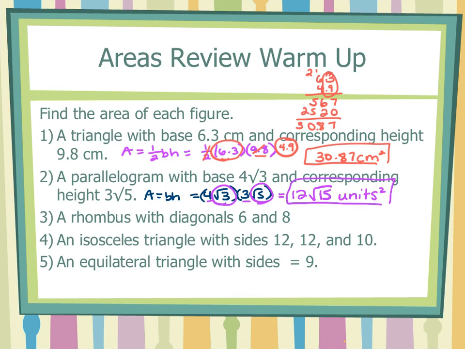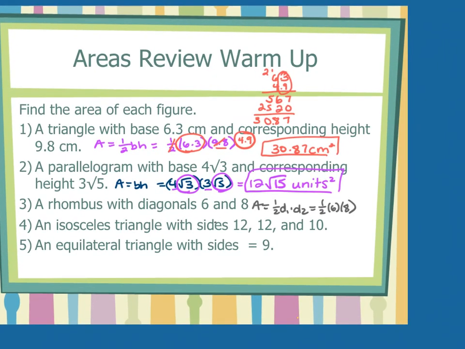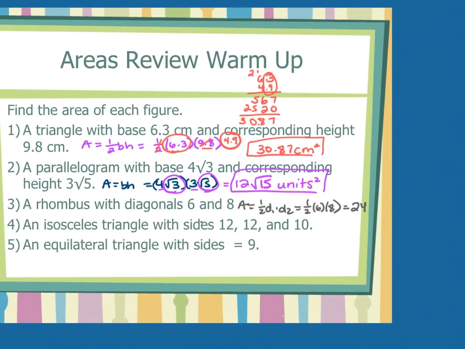Number 3 is a rhombus with diagonals 6 and 8. So diagonals are what you need for a rhombus. The area of a rhombus is 1/2 diagonal 1 times diagonal 2. So this would be 1/2 6 times 8. And you could either do the half of the 48 or half of 6, which is 3 times 8. Either way, you get 24. Again, no units this time, so units squared.